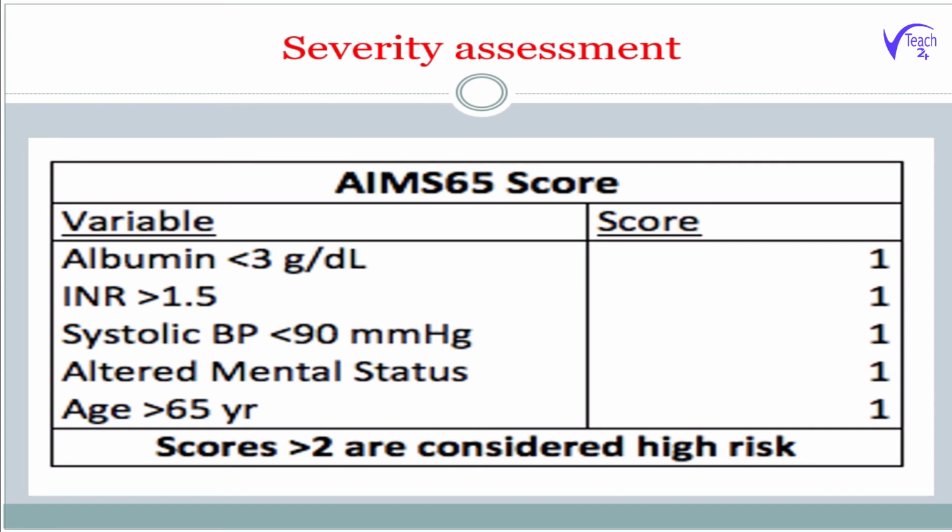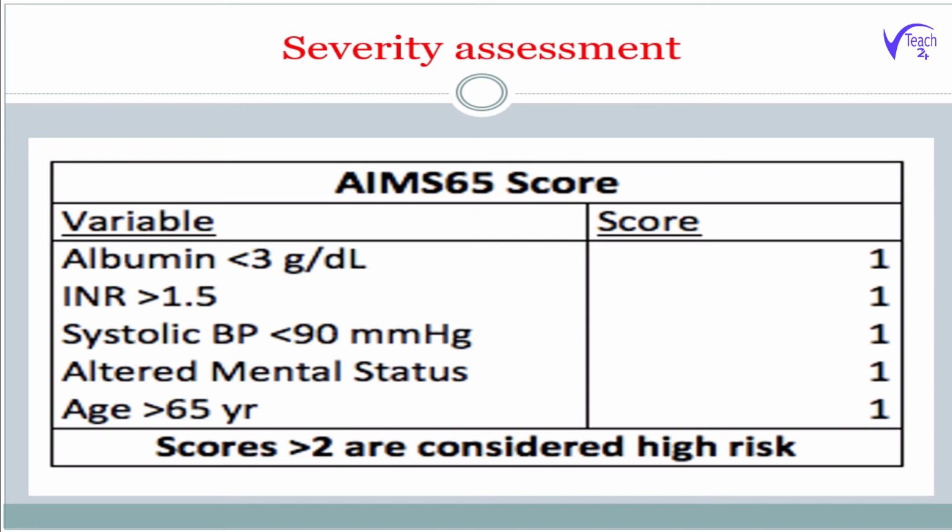And once the patient is presented, we definitely will go for severity assessment. We have the AIMS65 as a severity assessment, named for A for albumin, I for INR, M for mental status, S for systolic blood pressure, and then the age, that is 65. One score for each, and a score greater than 2, that means a score of 3, is high risk, and then the patient will be admitted to the ICU.